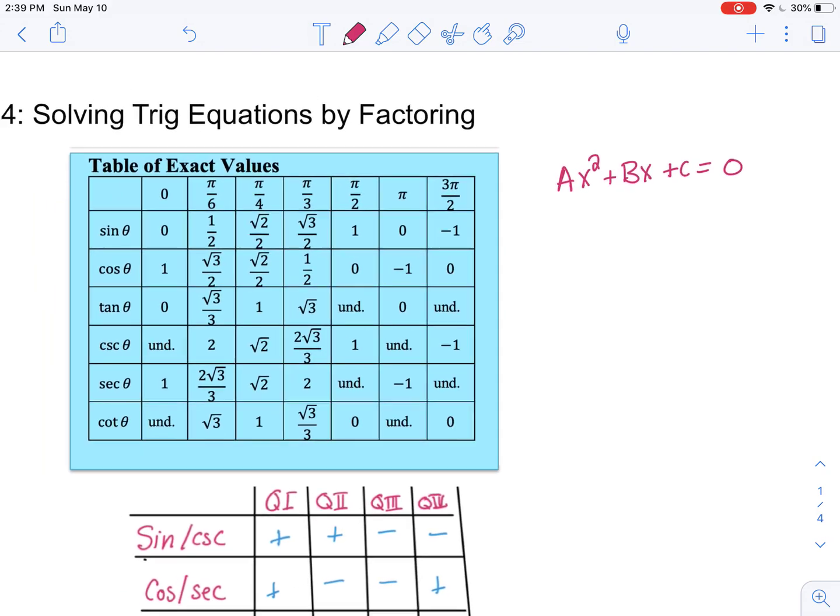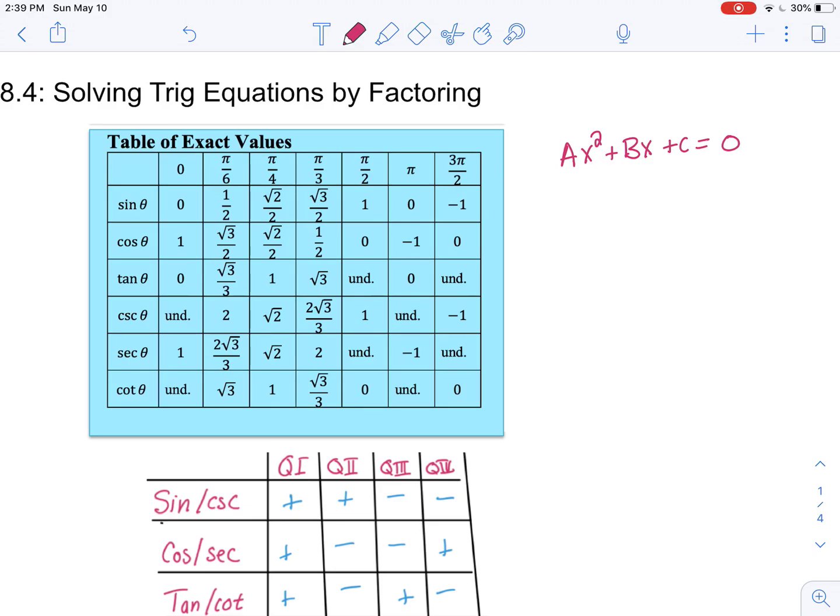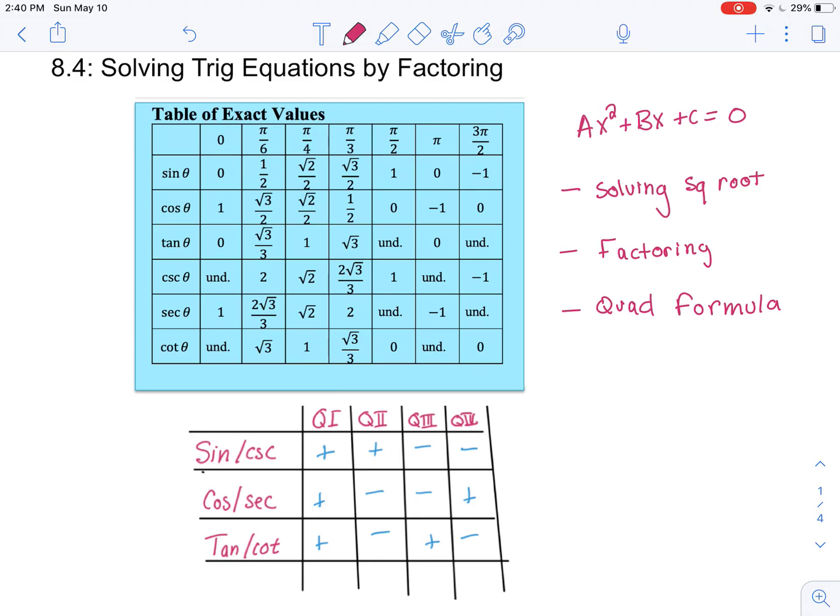And when we learned early in the year about solving quadratics, we had a few methods. So one of the methods was solving by the square root property, which we're going to do today, factoring, which we will have examples with that, and quadratic formula. And we'll do one example like that. We'll be using our exact value table, your calculator, as well as this chart that talks about in which quadrants the trig ratios are positive and negative.